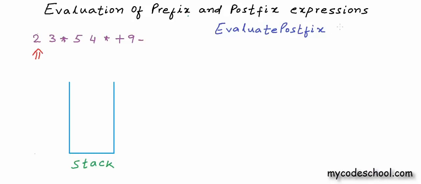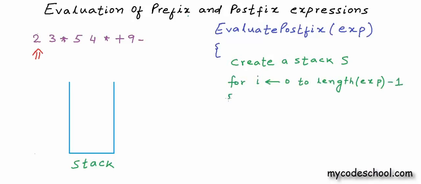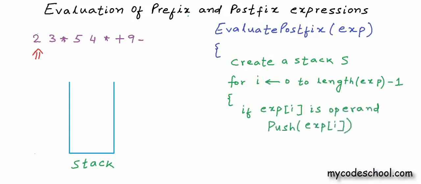I'm going to write a function named evaluate postfix that will take a string as argument. Let's name this string expression, exp for expression. In my function here, I'll first create a stack. Now for the sake of simplicity, let's assume that each operand or operator in the expression will be of only one character. So to get a token or operator, we can simply run a loop from 0 till length of expression minus 1. So expression[i] will be my operand or operator. If expression[i] is an operand, I should push it onto the stack.